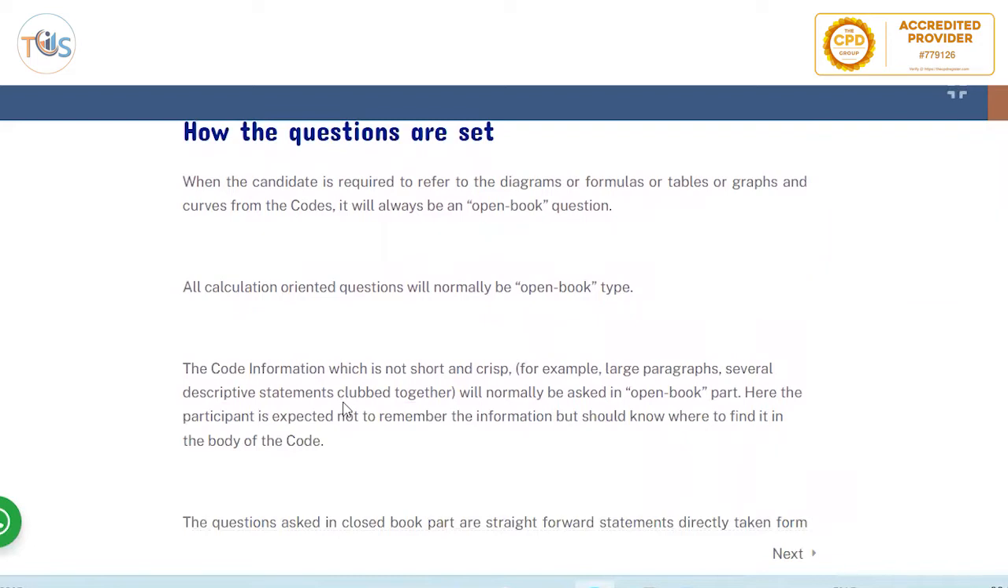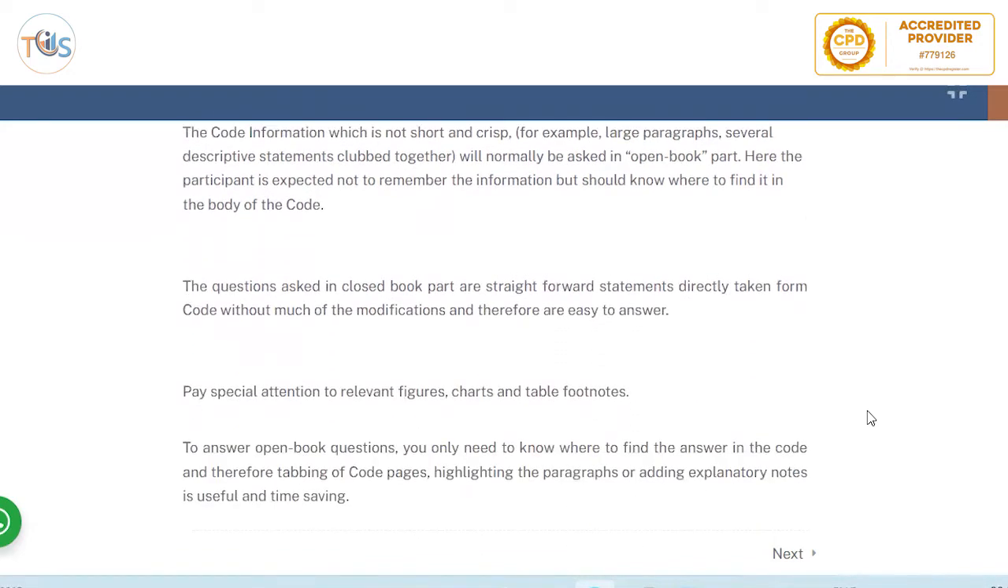Okay, let's see how the questions are set. When a candidate is required to refer to a diagram or formula or a table or a graph or curve from the code, it's always an open book question. Calculation type of questions are always open book. Those parts of the codes and recommended practices that are not short and crisp, large sentences, several descriptive statements, they're always open book. Here, you're not expected to remember the information, but should know how to find it in the body of the code. So we'll talk about how you have to navigate through that.